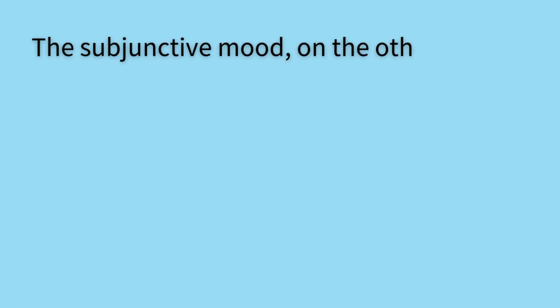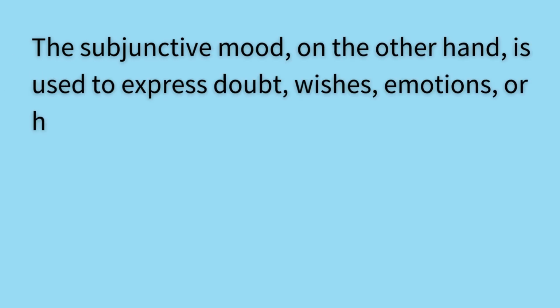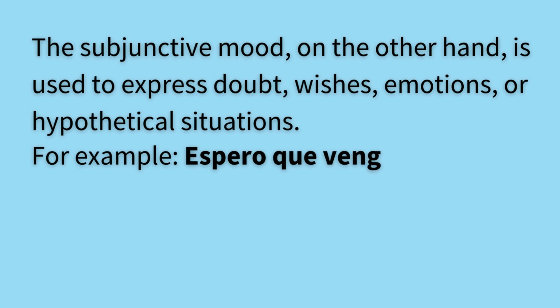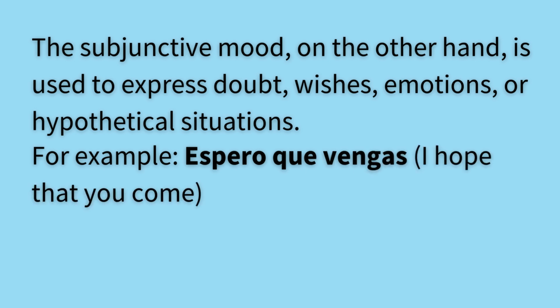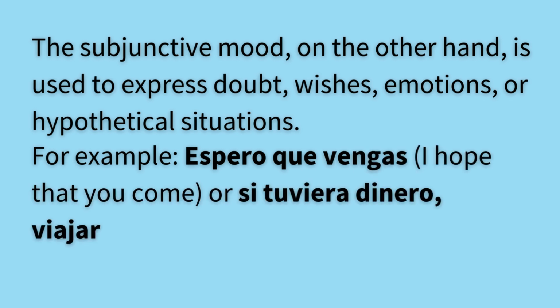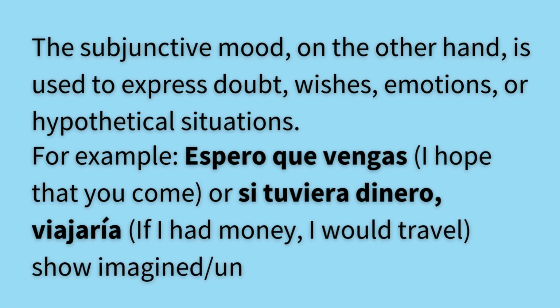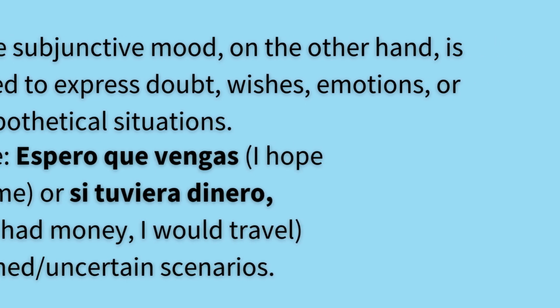The subjunctive mood is used to express doubt, wishes, emotions, or hypothetical situations. For example, espero que vengas. I hope that you come. Or, si tuviera dinero, viajaría. If I had money, I would travel. These are scenarios that are not certain.